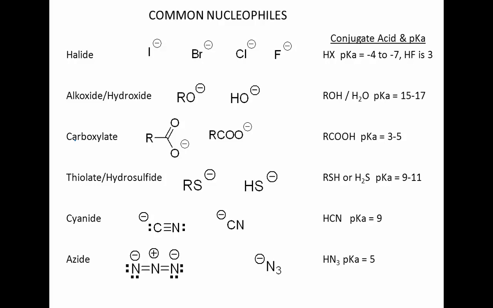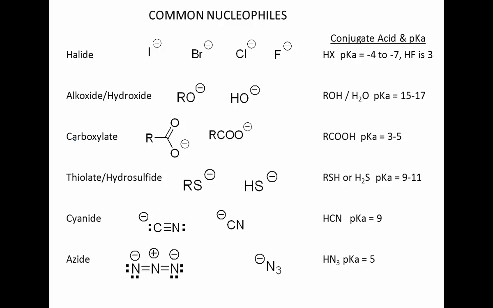So here's a chart of common nucleophiles. This is not an exhaustive list. This is just some of the most common ones that you see in organic chemistry. So in this table, we have the nucleophile, and over here on the right, we're going to have its conjugate acid and the pKa of that conjugate acid, so we can get a relative idea of the basicity of this nucleophile.